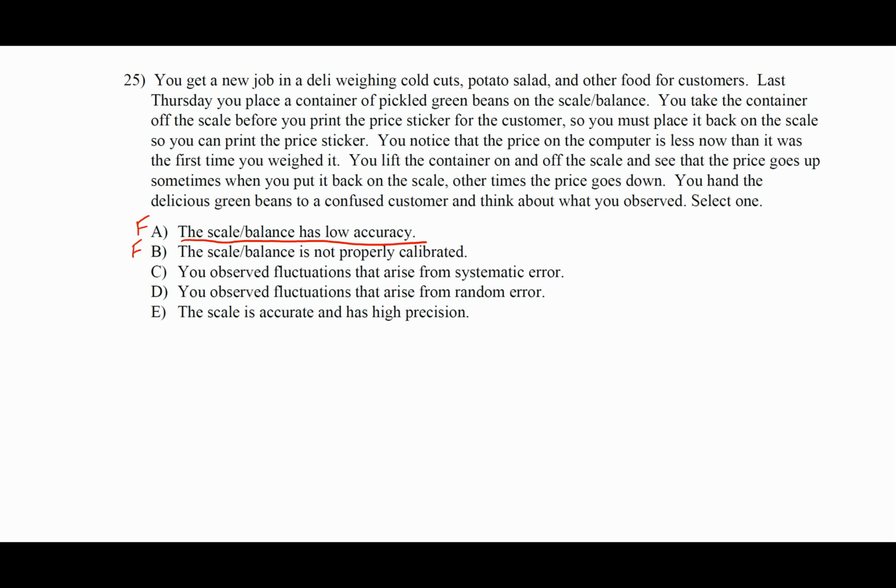You observe fluctuations arising from systematic error. Systematic error only goes one direction, right? And we see here that sometimes the price goes down and sometimes the price goes up. So our error is going both up and down. So it is not systematic. You observe fluctuations that arise from random error. Yes, right? We're seeing fluctuations in the mass going up and down. It's bouncing around. That's a statistical fluctuation. That's really the definition of our random error. Lastly, the scale is accurate and has high precision. We have no information on that either, right? So really, we are just observing fluctuations arising from the random error.